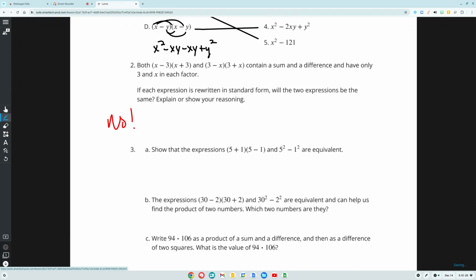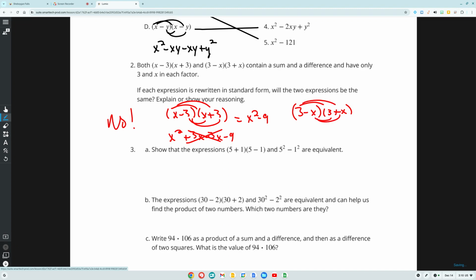And if you want to, you can just multiply it out to show. x minus 3 times x plus 3. When I start the distribution, I end up getting x squared plus 3x minus 3x minus 9. The middle two terms are going to cancel, and I'm going to be left with x squared minus 9. However, if I do the 3 minus x and the 3 plus x, same thing, I'm going to get 9 plus 3x minus 3x minus x squared. Those middle two terms are going to cancel. Now I'm left with 9 minus x squared. So they have signs backwards.